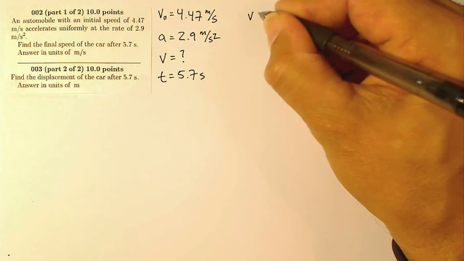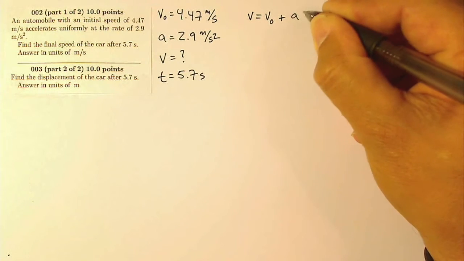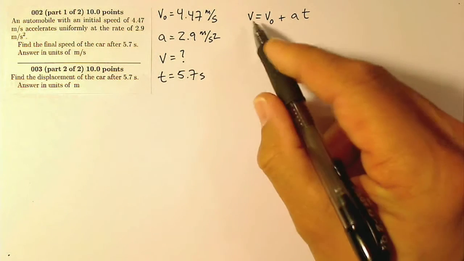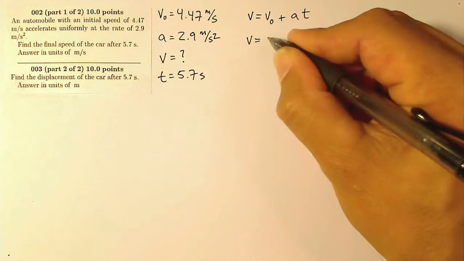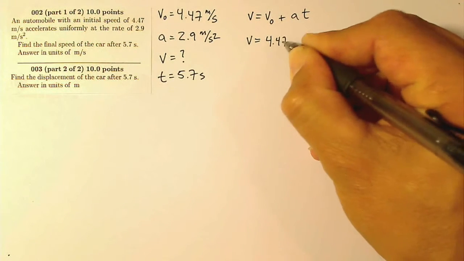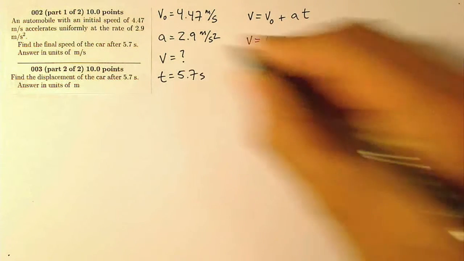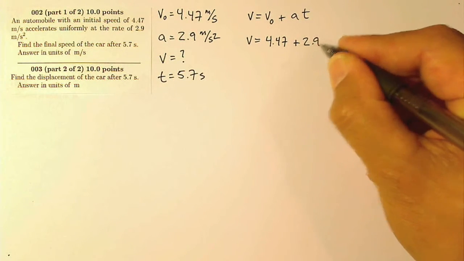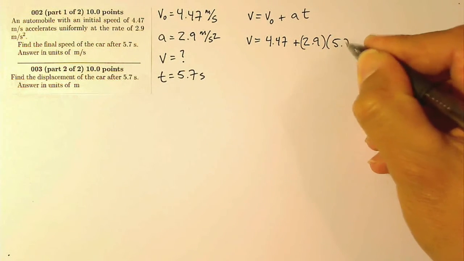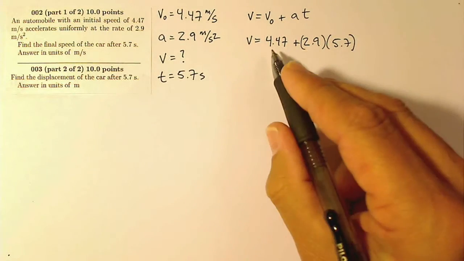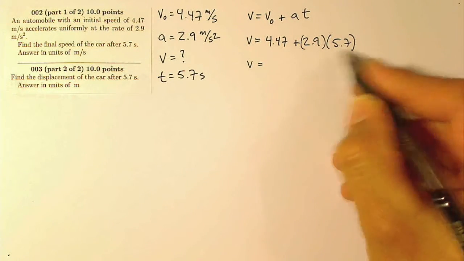It tells me that my final velocity is my initial velocity plus my acceleration times time. So my final velocity, which is what I'm looking for, equals my initial velocity of 4.47 meters per second, plus my acceleration of 2.9 meters per second squared, times my time of 5.7 seconds. So that, when I do the math, will give me my final velocity. It's going to be 4.47 plus 2.9 times 5.7.